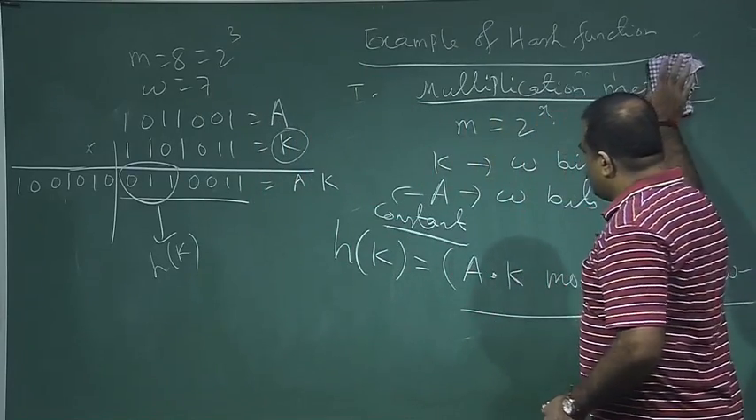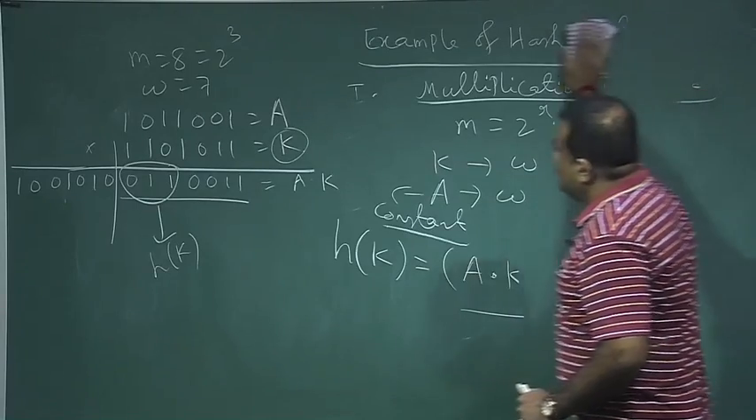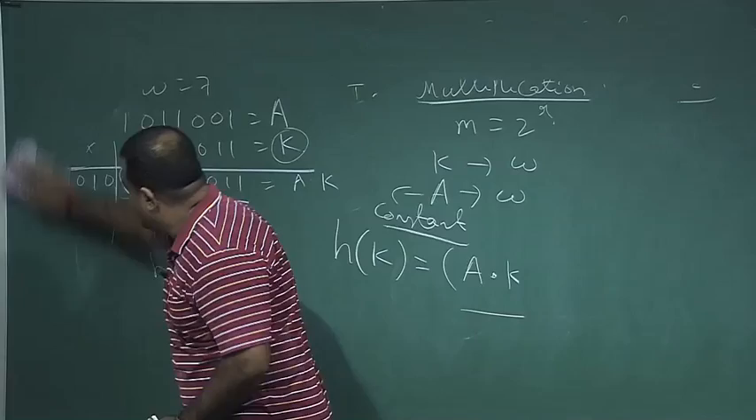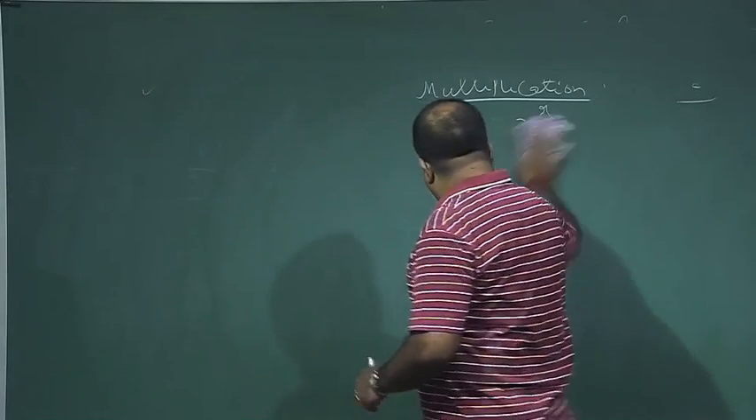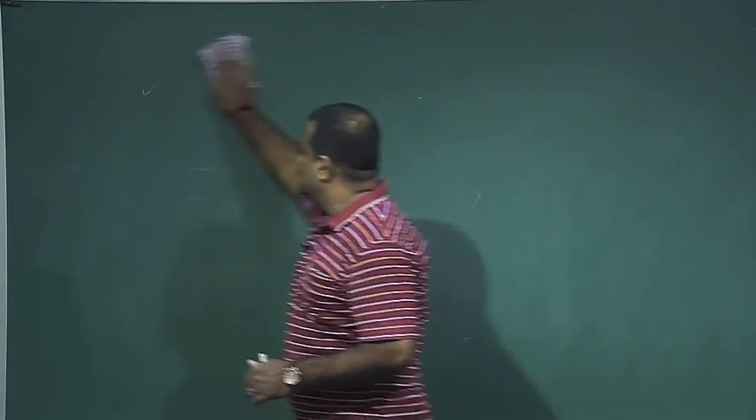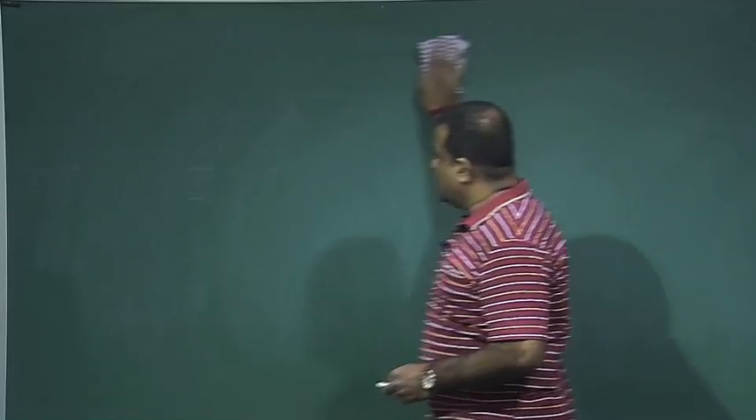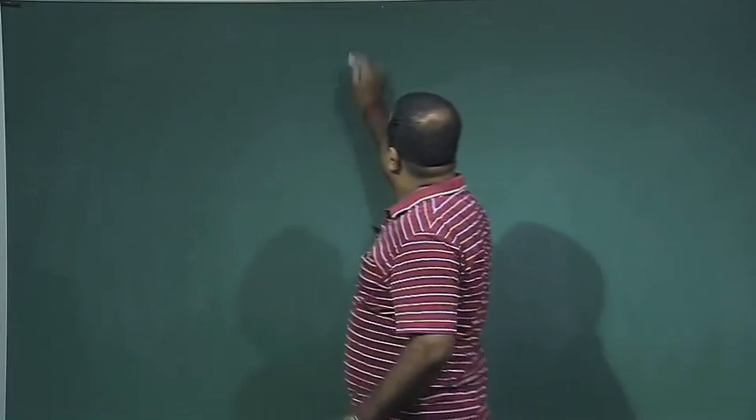So, now we will talk about how to handle collisions without having extra storage. I mean, we are not allowed to do chaining, because we are not having extra memory. So, that will be handled by what is called open addressing.